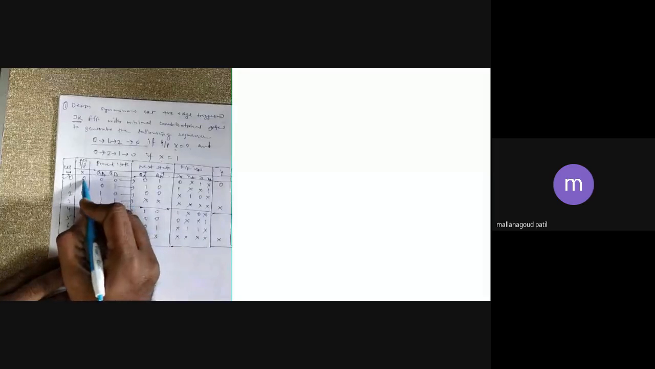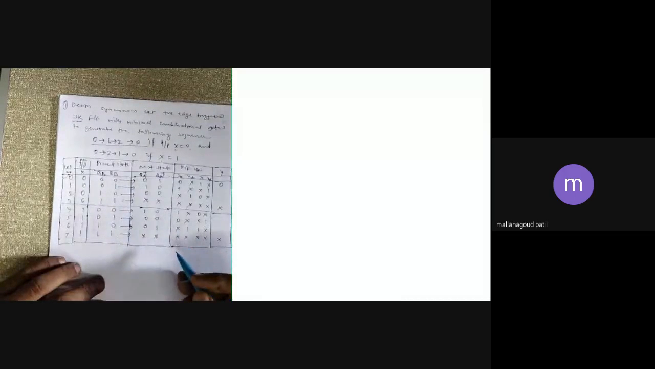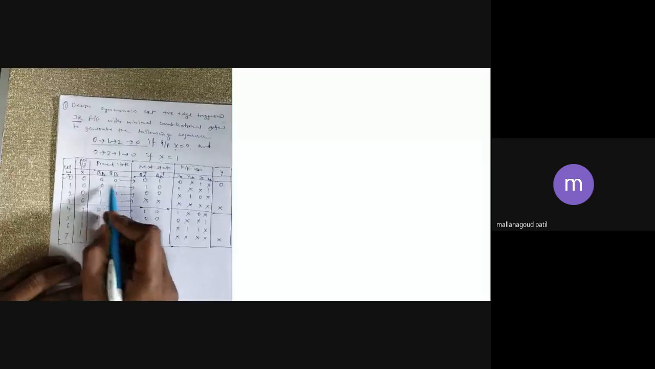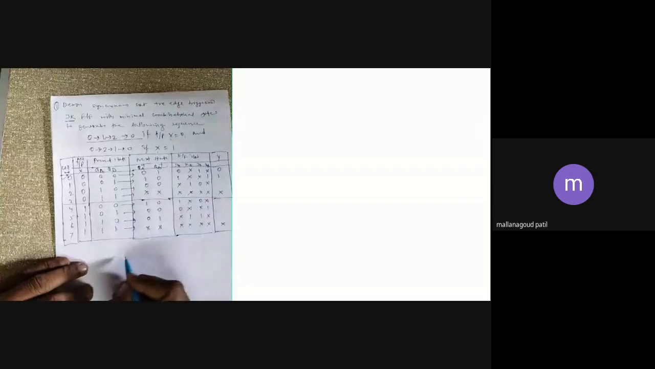X is 0, a is 0, b is 0. What should be the final output? 0. Then if x is 0, qa is 1, qb is 1, what should be the output? X bar a plus b. 1. You can write here y is equal to x bar a plus b.